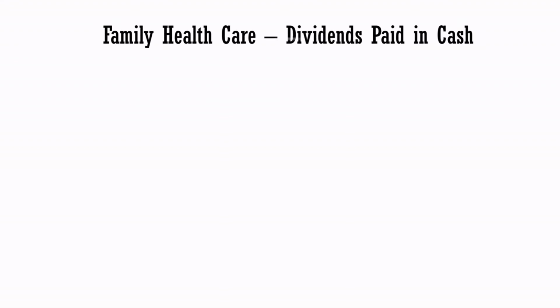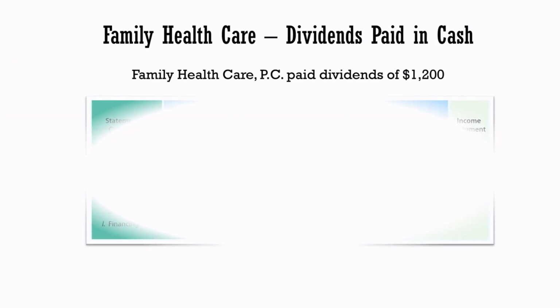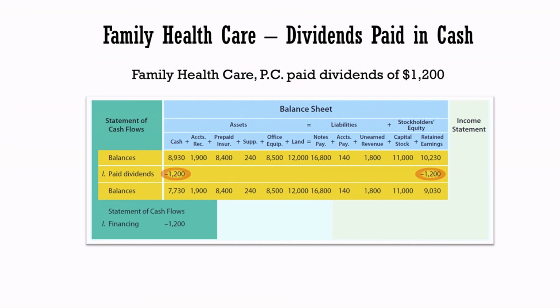The company paid $1,200 dividend in cash. Since the dividend is paid in cash, the cash balance on the balance sheet decreases by $1,200. Under the statement of cash flows column, the cash paid is shown as a decrease in cash from financing activities. To balance the accounting equation, retained earnings is decreased by the $1,200 dividend paid. Note that dividends represent a payout to the owners and are not considered an expense.